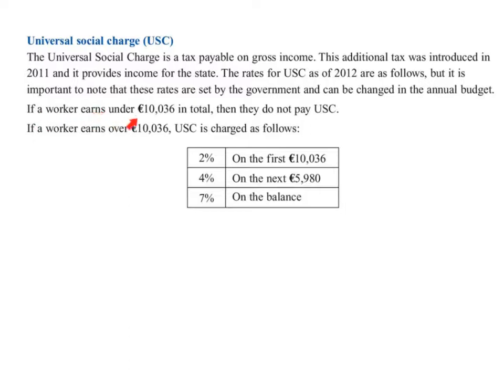If a worker earns under €10,036 in total, then they do not pay USC. If a worker earns over €10,036, USC is charged as follows: 2% on the first €10,036, 4% on the next €5,980, and 7% on the balance. So if a question comes up involving USC, then you will be given the percentages and the amounts in the question because these can change in the budget. The whole reason for the Universal Social Charge brought in 2011 was because of the recession in Ireland and the government needed to raise some money.